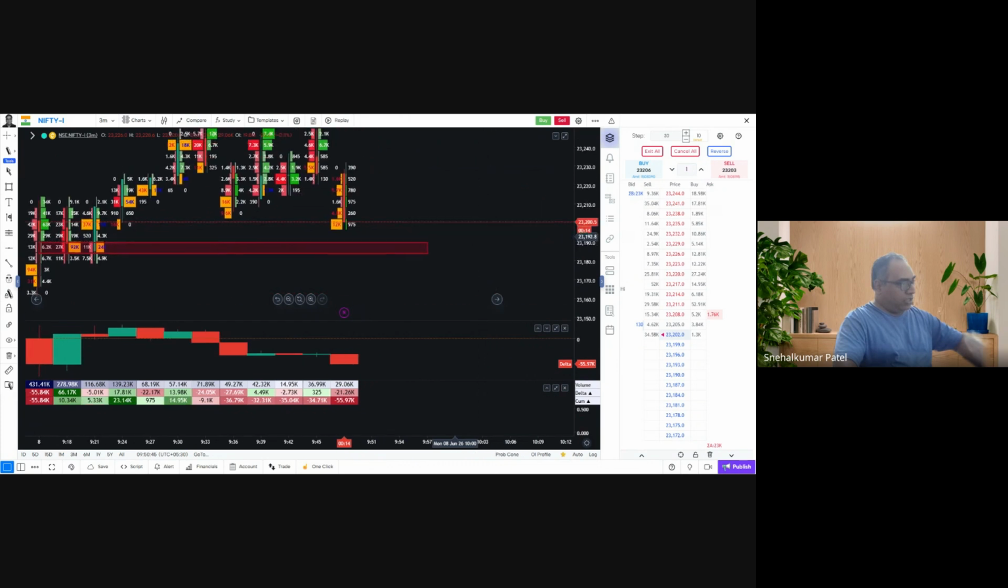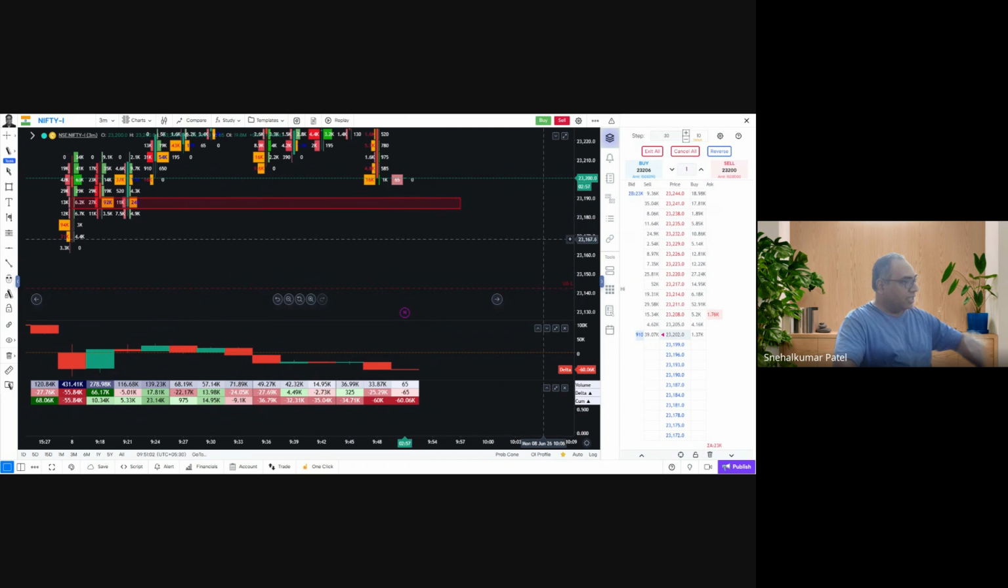So you can see that sellers have started dominating here. You can see multiple imbalances being stacked here. So the selling is activated. Now let the price come to this level. What it does around this level, let's wait and watch, and then take a call on what to do.